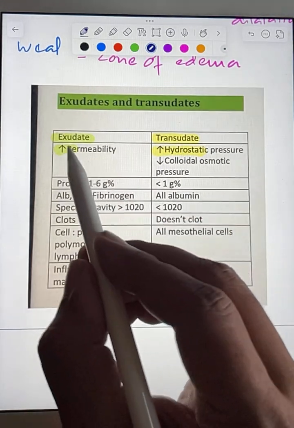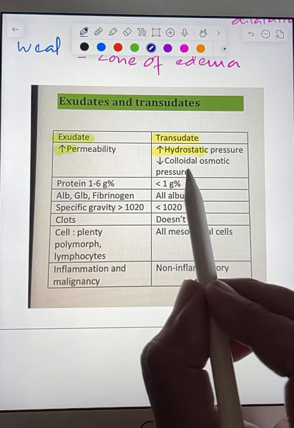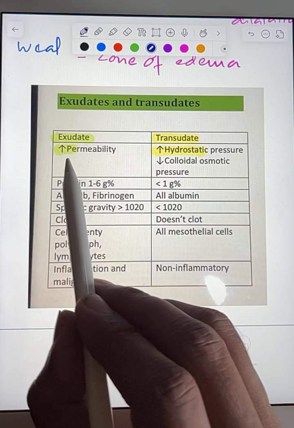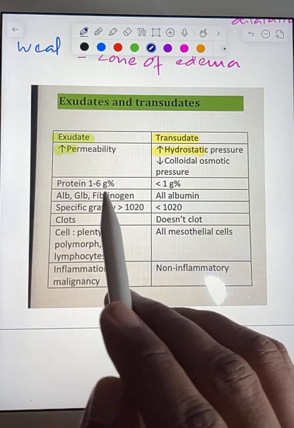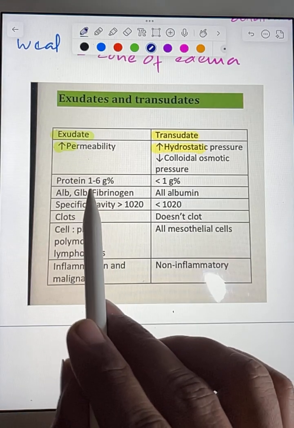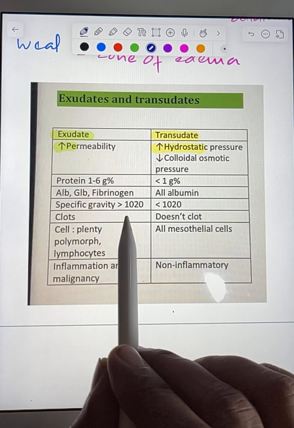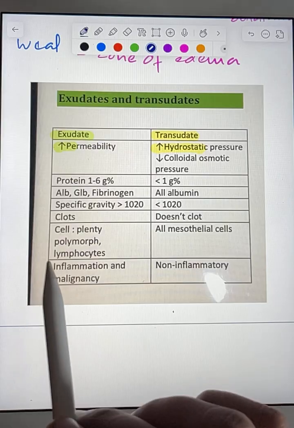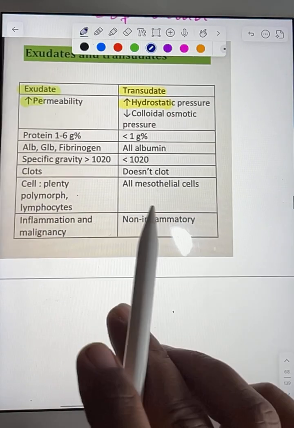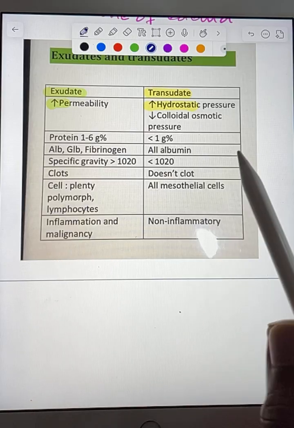This table differentiates between exudate and transudate. Exudate has high protein content; transudate is mostly fluid, with colloid osmotic pressure. In exudate, because of increased permeability, a lot of protein is lost into the fluid, 1 to 6 grams; albumin and globulin are common. Specific gravity is again more. It gets clotted because protein is there. Cells are plentiful, neutrophils and lymphocytes, in inflammation and malignancy.